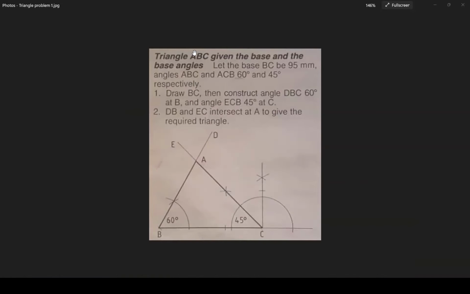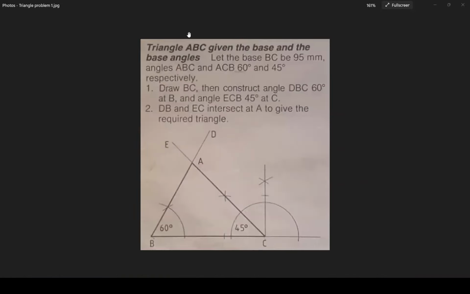Triangle ABC, given the base and the base angles: let the base BC be 95 millimeters, angles ABC and ACB 60 degrees and 45 degrees respectively. So they give us a little bit of information on how we're going to draw this.